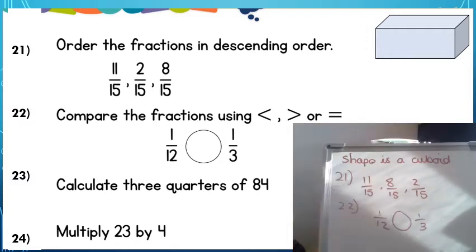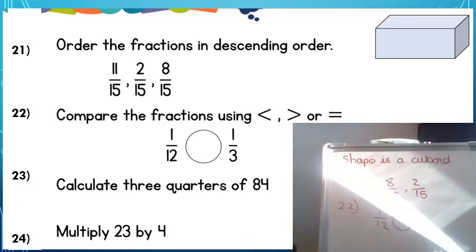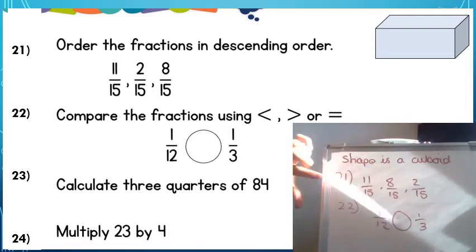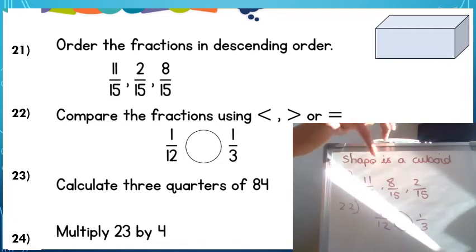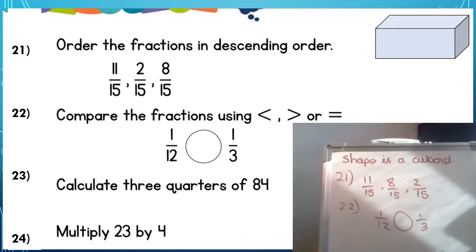Okay, so let's have a look at this. The first one is a cuboid, is the shape, because it's got rectangles and it's got squares and it's a 3D shape. For the second one, if you're writing them in descending order, you need to start with the biggest one first. As they've all got the same denominators, we need to start with the highest numerator, which is 11, then 8/15, and then 12/15.